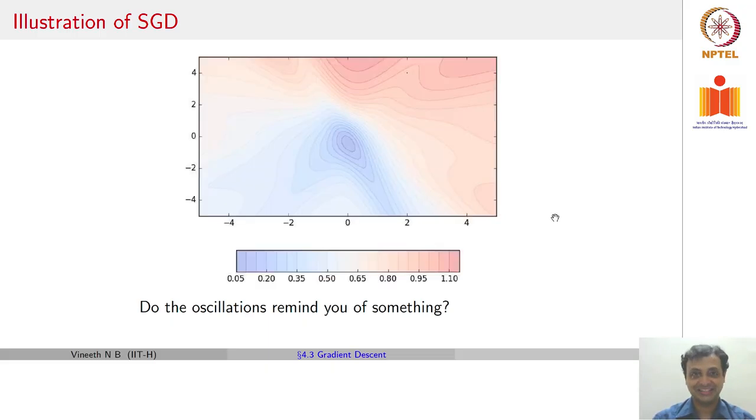Let's try to see an illustration of stochastic gradient descent. This is once again a contour plot of an error surface. Let's try to see how stochastic gradient descent does. You can see it progressing towards the minimum. Remember, the minimum is the blue surface. As it goes closer to the minimum, it seems to oscillate. Do the oscillations remind you of something?